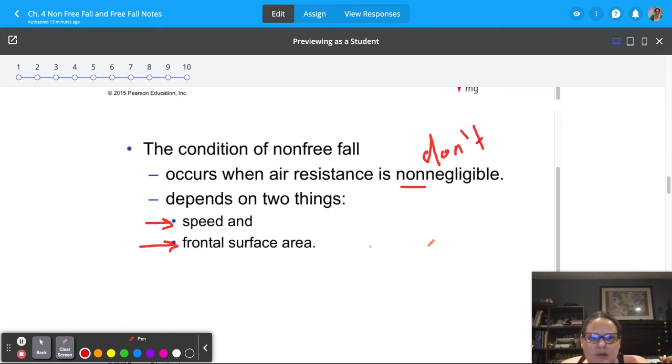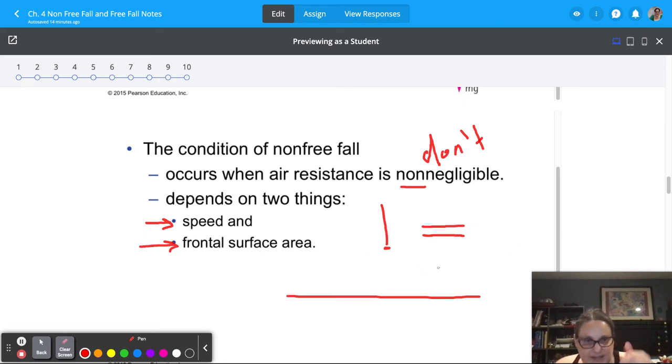What it means by frontal surface area is, imagine here's the ground and I have a piece of paper and I drop it like this. It has a very small frontal surface area right here at the bottom of the piece of paper. If I drop the paper like this, then I have a large frontal surface area of the whole length of the paper. So the frontal surface area is just the part that's going into the air. Falling downward, it would be the bottom surface area of the part facing the ground.